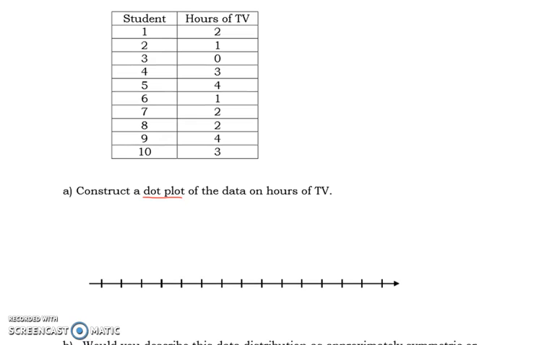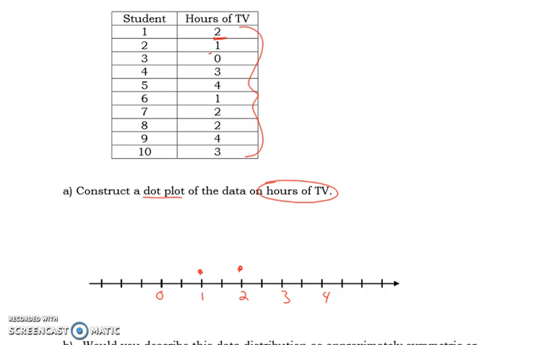Now a dot plot, literally you just put dots on the number line, and we're doing a dot plot of the data of hours of TV. So all I want is a dot plot for the hours of TV. It doesn't have anything to do with the student number. So since my hours of TV go anywhere from 0 to 4, I'm just going to spread out my number line a little bit so everything's not so crowded together. And I have a dot at 2 because the first student watched 2 hours.